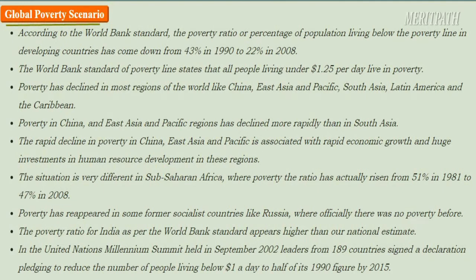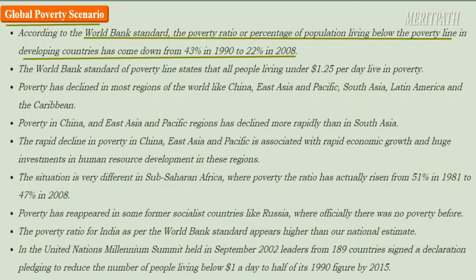Next is the global poverty scenario. According to the World Bank, the poverty ratio, or the percentage of population living below the poverty line in the developing countries, has come down from 43% to 22% by the year 2008. The World Bank standard of poverty line states that all people living under $1.25 per day live in poverty.